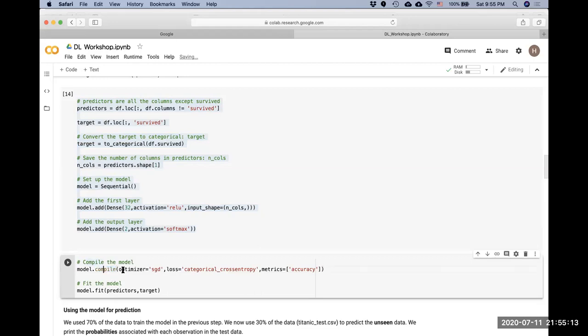So we compile it. We specify a type of optimization. SGD stands for stochastic gradient descent, okay? There are other optimization techniques. They vary a little bit, but the foundation is the same that I explained. And the loss will be categorical cross entropy. This is a loss function that we talked about. And the metrics is accuracy, because we want to get the highest accuracy. That's why we specify the metrics to be accuracy.